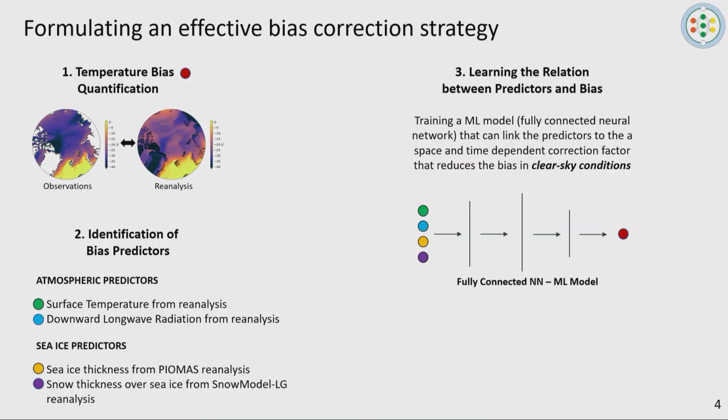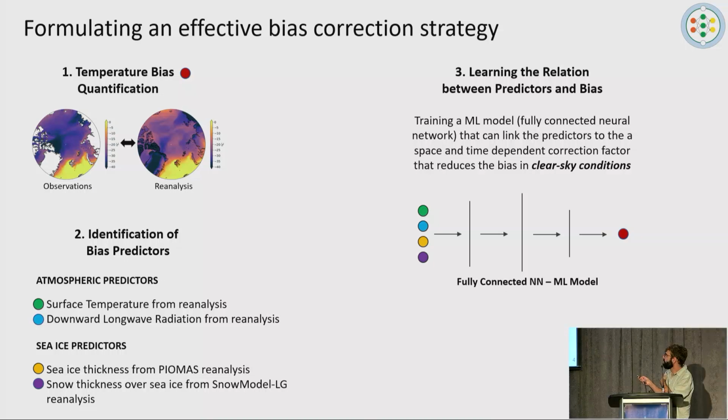And once we can predict the temperature bias, given these predictors, we can also take the opposite, and that's the correction, basically, that we apply. There is one additional point, which is that we do this only in clear sky conditions.